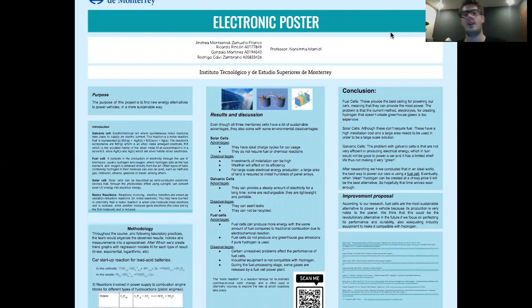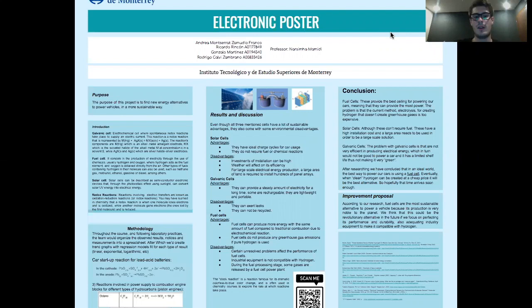Then we have the results and discussion section. We are mentioning all the environmental disadvantages and advantages of each of the 3 mentioned cells. So starting with the solar cells, one of the advantages is that they have an ideal cycle charge for car usage, and they do not require fuel or chemical reaction. The 2 disadvantages are the huge investments in the production and installation of these cells and the effect that the weather has on its efficiency.